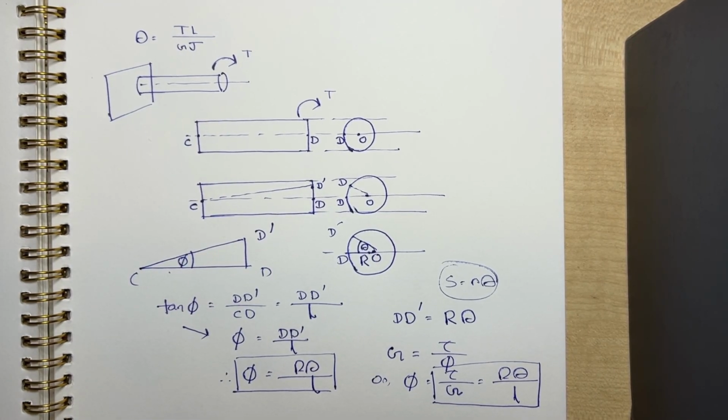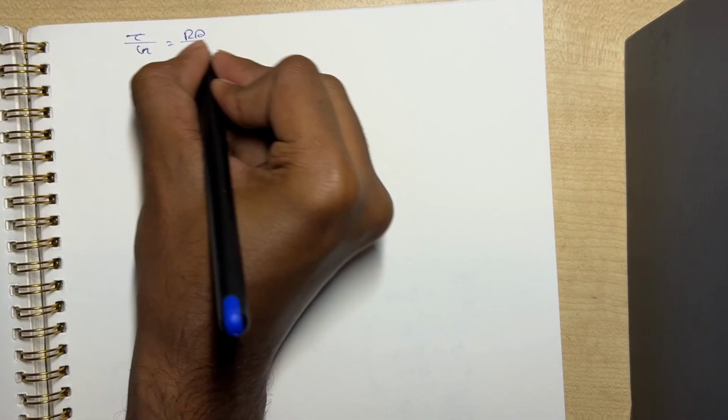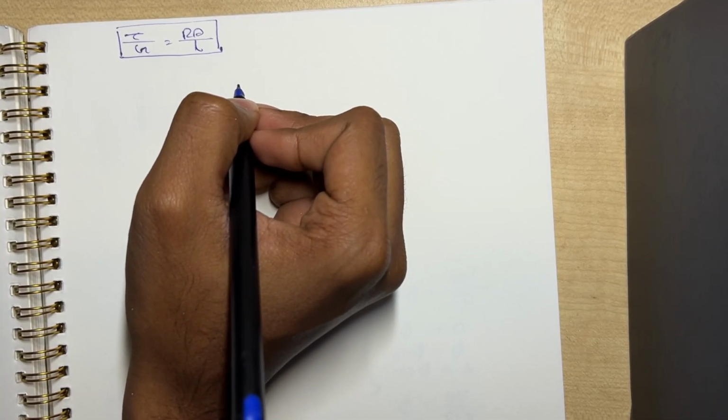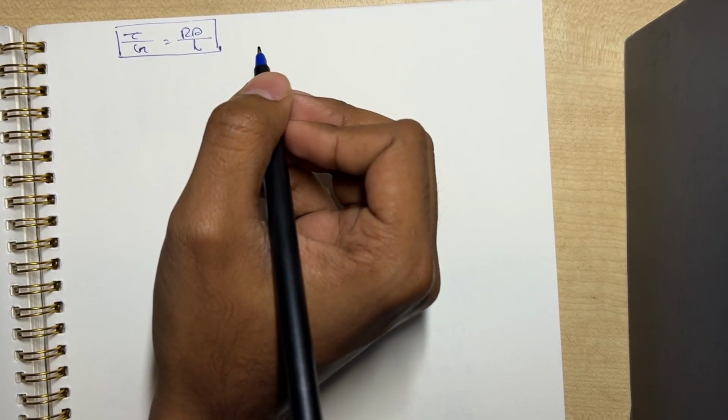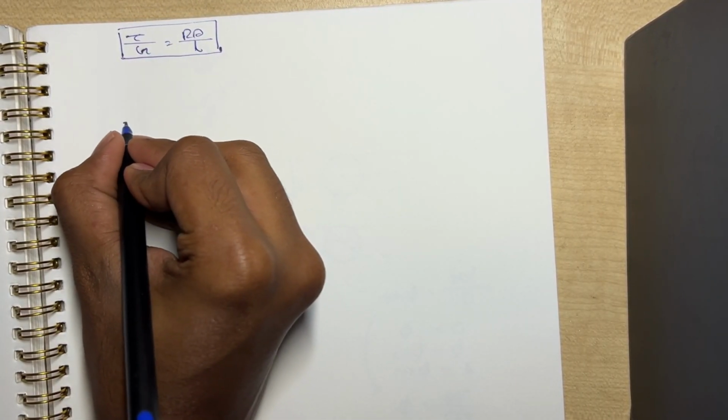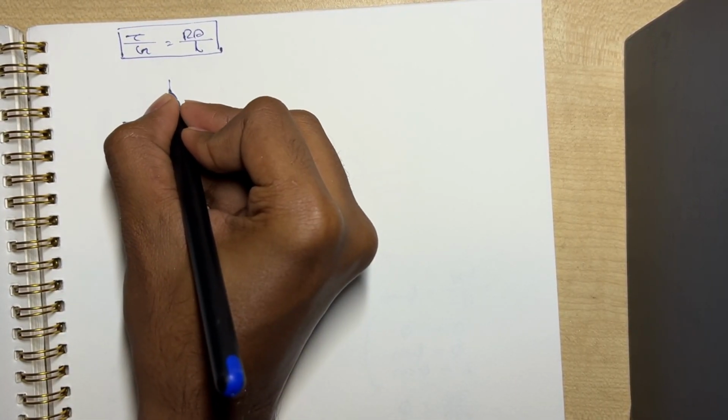Now moving on to the next part of the derivation. What we already have, tau by G equals r theta by L. We have already derived it on the previous page. Now here, we'll take a deeper look at the cross section, at the circular cross section.